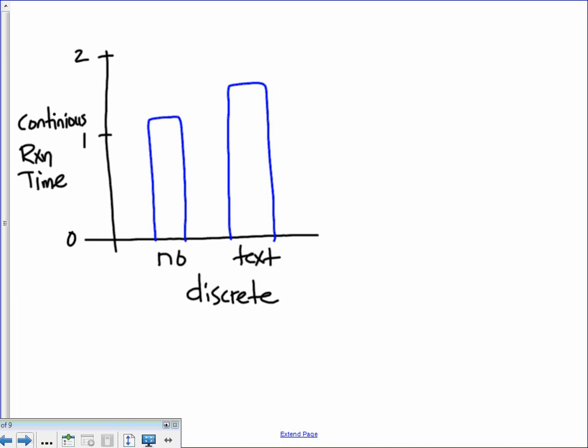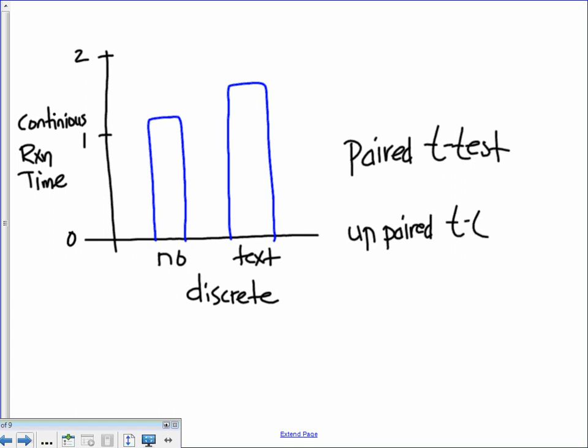Now, there are 2 types of t-tests that we're going to deal with. One is called the paired t-test, and the other is called the unpaired t-test. These are a pretty simple distinction. Paired t-test, both sets of data come from the same group. So in this particular investigation, our texting and our non-texting data both came from the same group of students. Whereas an unpaired t-test, the data for the 2 groups come from different groups.